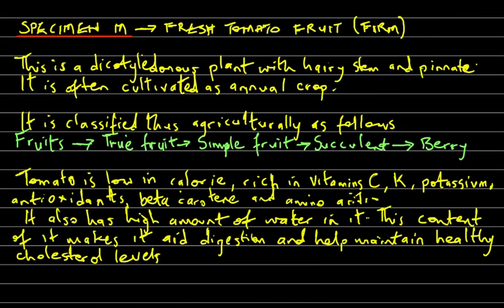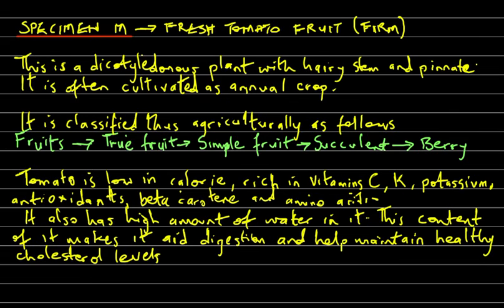So let us look at the tomato fruit itself now. This particular one, I'll show us a picture of it. You'll see that it is very firm and fresh. It is a dicotyledonous plant with hairy stem and pinnate leaves. We cultivate this particular crop as an annual crop.